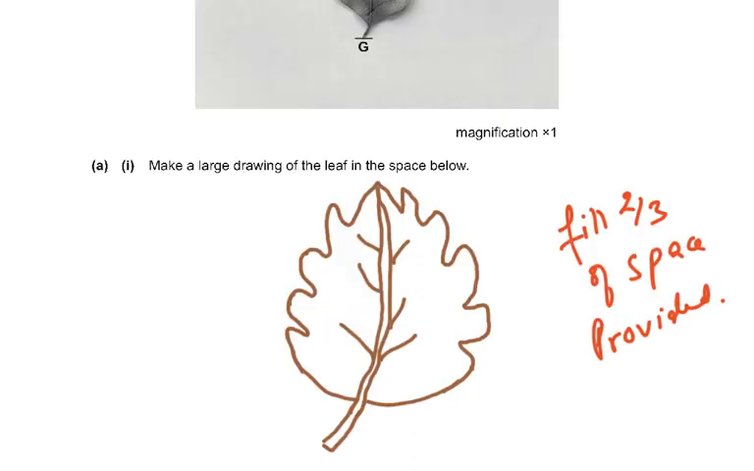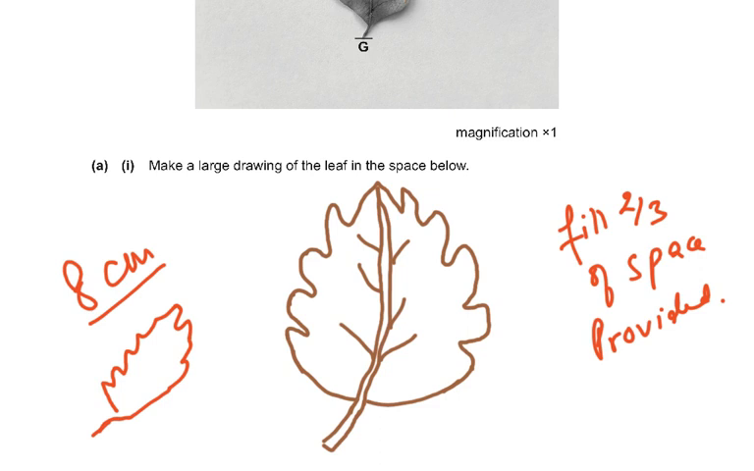You can say I've tried to make a diagram. I'm not saying it's one of the best, but you should fill at least two-thirds of the space provided. It was at least 8 centimeters. So you see, there's an at least, but there isn't a maximum, there's a minimum. So you can't draw a very tiny leaf like this. That would be out. Then draw with a sharp pencil, continuous lines, no shading.